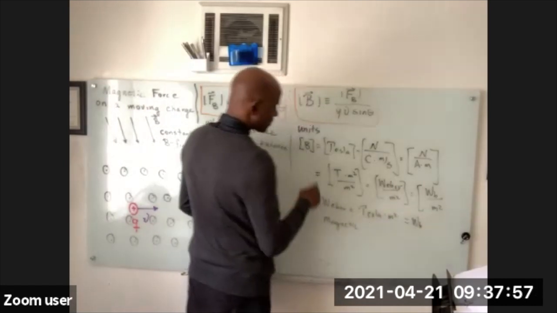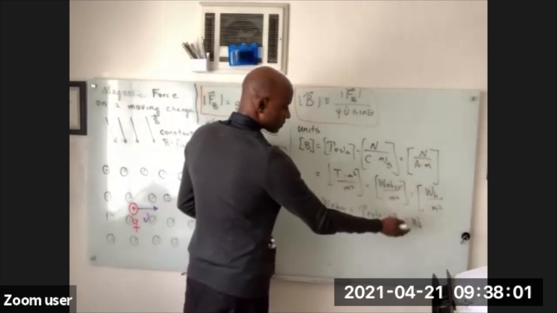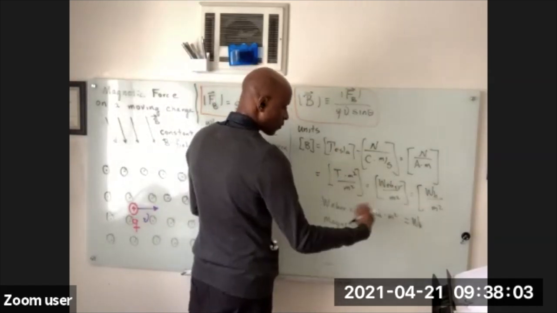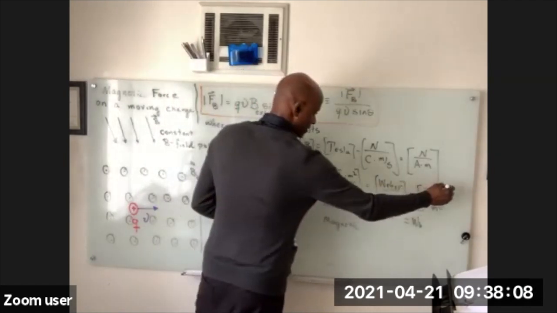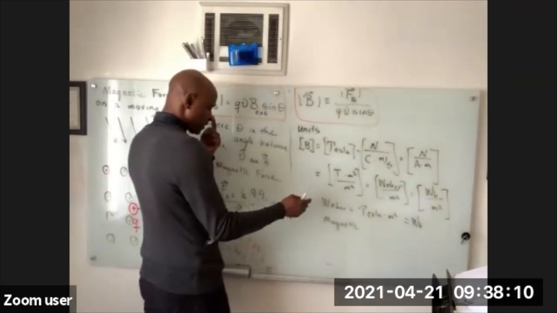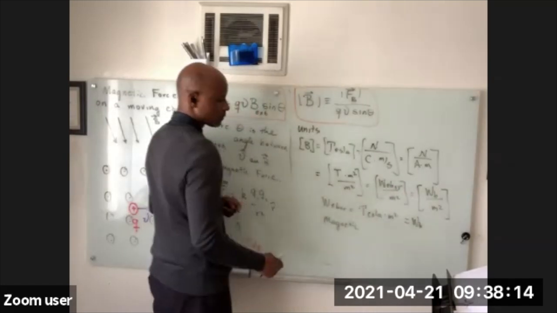So sometimes you can define Tesla in terms of that, because obviously if a Weber is Tesla meter squared, you divide by meter squared, you're going to get a Tesla. So sometimes you'll see magnetic field written in terms of this unit, Weber per meter squared.